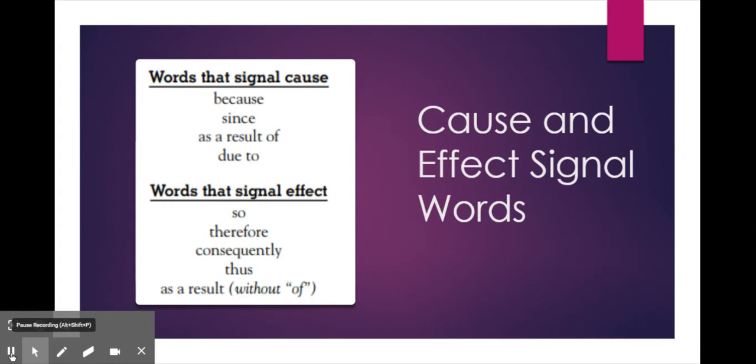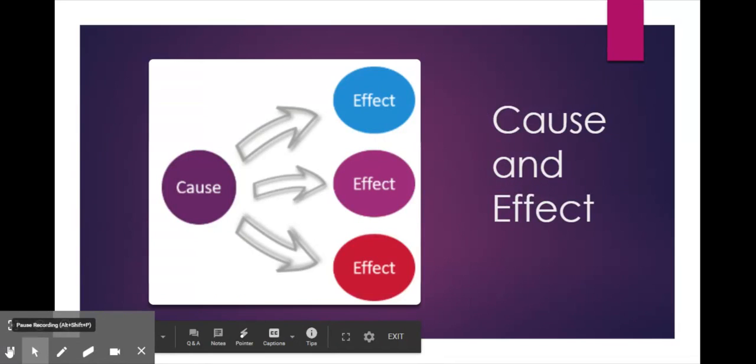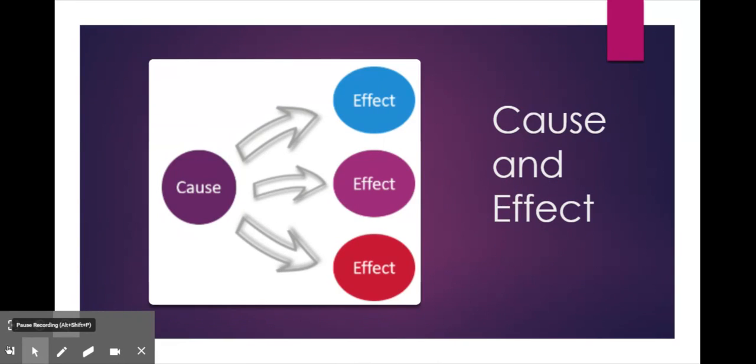Signal words often come before a cause or an effect and can help you identify causes and effects. Here are a few examples of signal words for cause: because, since, as a result of, due to. Words that signal effect: so, therefore, consequently, thus, and as a result. Sometimes with cause and effect, you may have more than one cause. Sometimes you may have more than one effect.